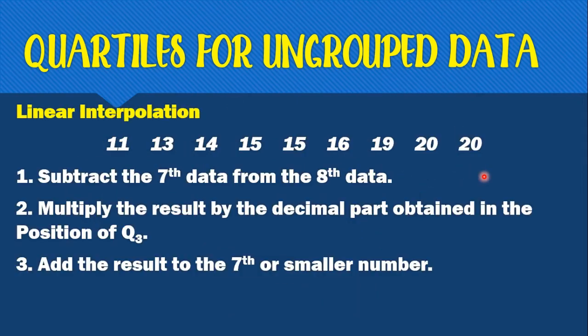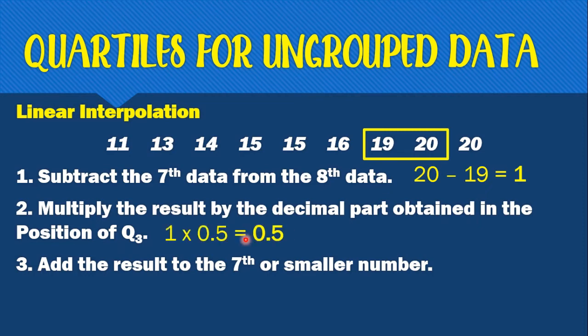Following the steps of linear interpolation, we subtract the 7th data from the 8th data. From this given array, the 7th and 8th data are 19 and 20 respectively. So we have 20 minus 19 is equal to 1. This result 1 will be multiplied by the decimal part obtained in the position of Q sub 3. Since we solved a while ago 7.5, its decimal part is 0.5. So we have 1 times 0.5 is again equal to 0.5.